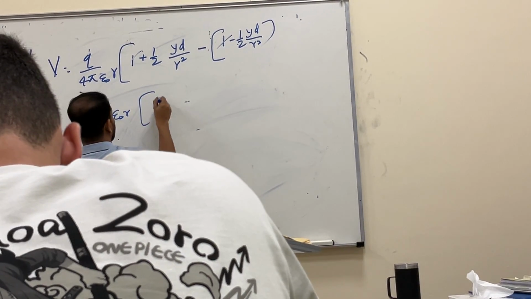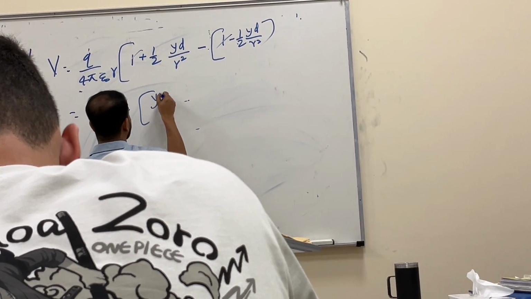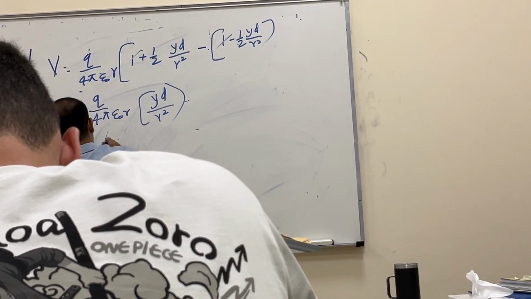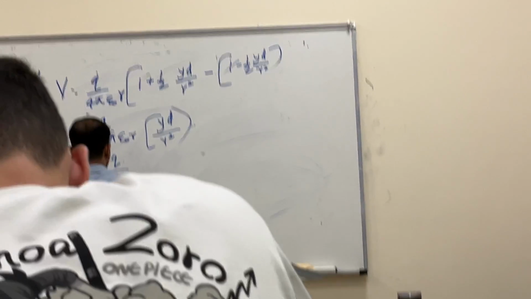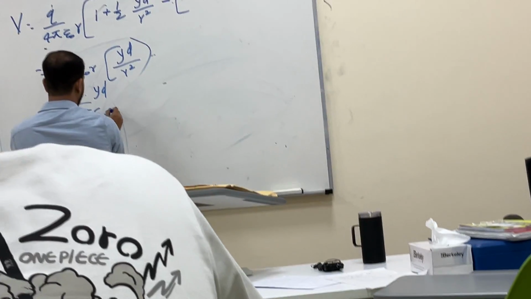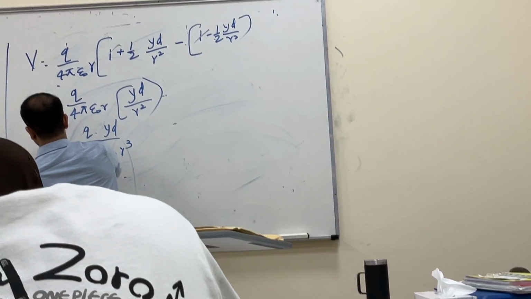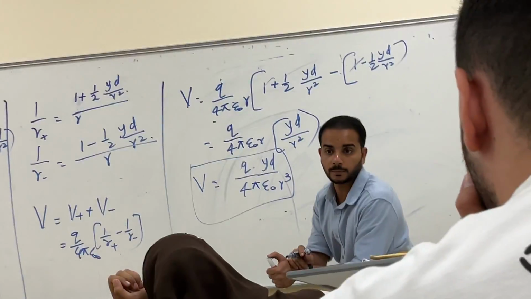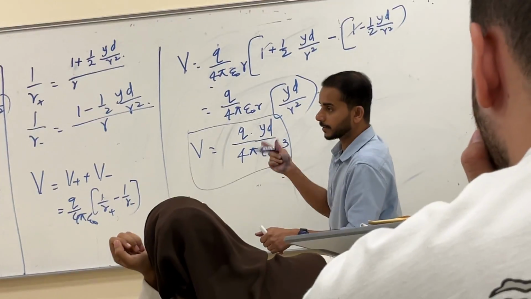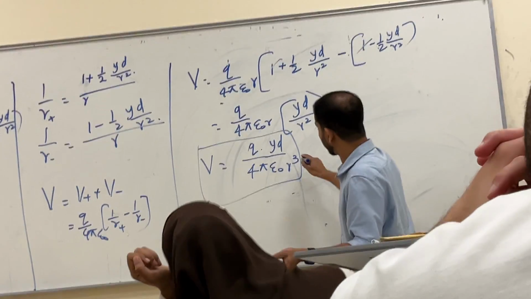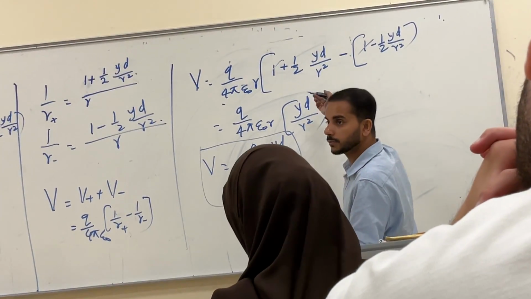R half will be 1, so that will be YD over R squared. So you will get a potential Q over 4 pi epsilon 0 YD over R cubed. Now, this is a two-dimensional problem, so you have an electric field on the x-axis and y-axis, so you have two components. So this R you can write back in terms of x and y.